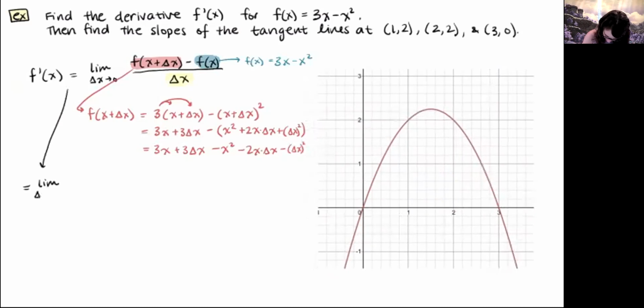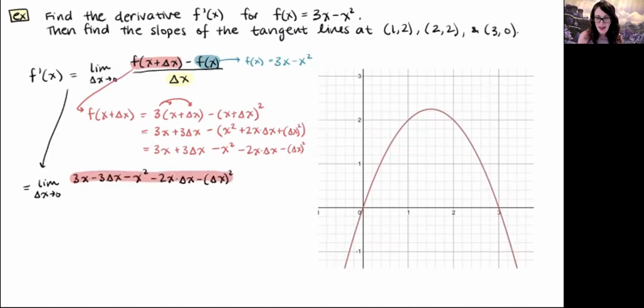We're going to do the limit last, so let's keep the limit as delta x approaches 0. Let's put in that whole expression for our f of x plus delta x. So it'll be 3x plus 3 delta x minus x squared minus 2x times delta x minus delta x squared. Okay, so here is the pink, the f of x plus delta x. Then we have minus all of f of x. So that's 3x minus x squared.